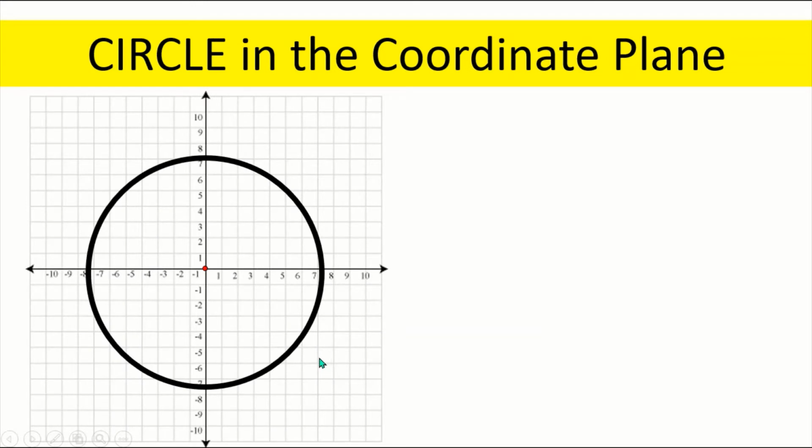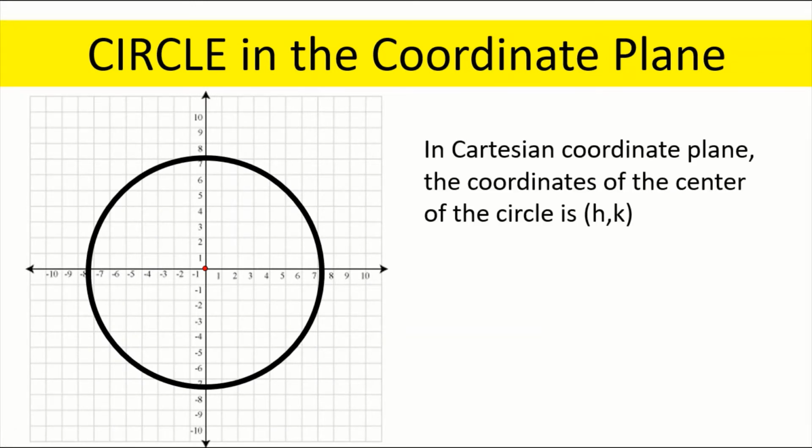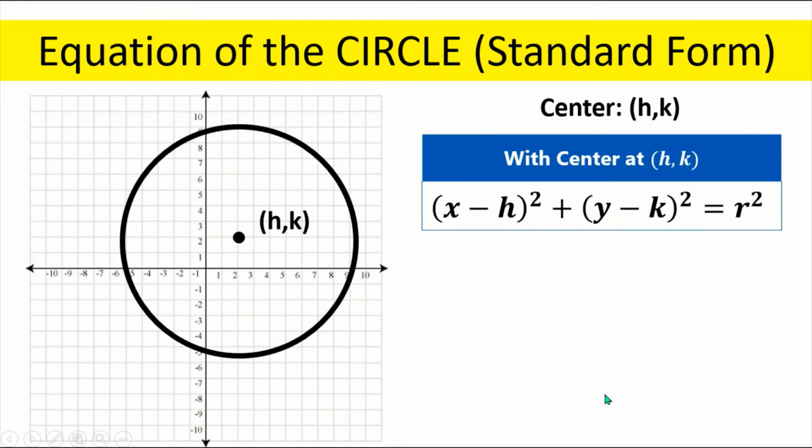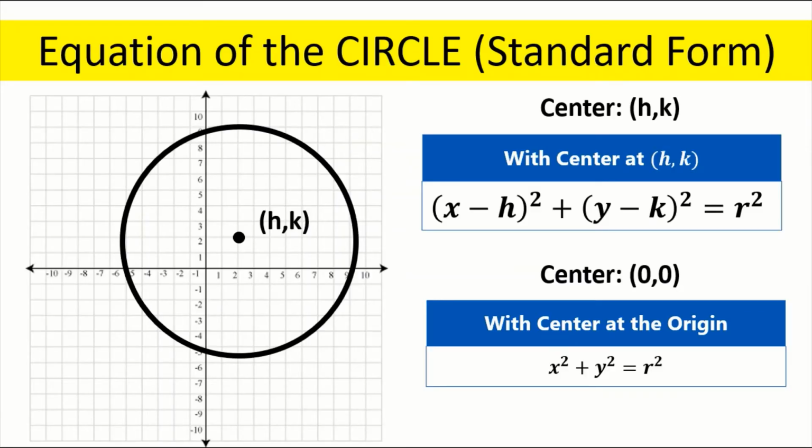So when we have a circle in a coordinate plane, the coordinates of the center of the circle is (h, k). The equation of the circle in standard form, with (h, k) as the center, if it is not at the origin, we are going to use the formula (x - h)² + (y - k)² = r². And when the circle has its center at the origin, we can simply use x² + y² = r².